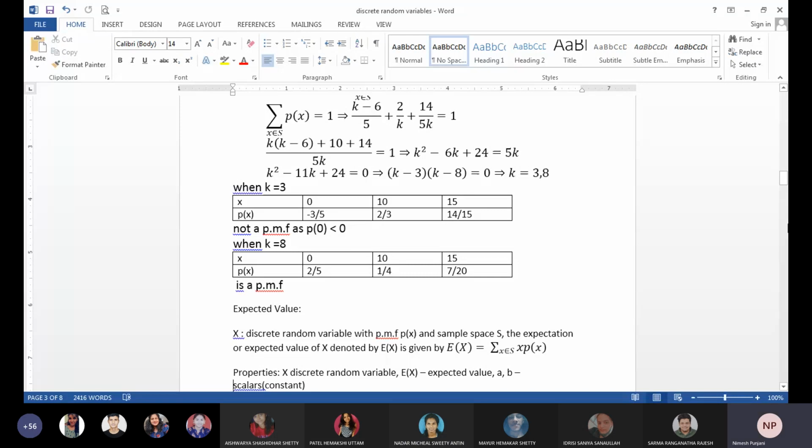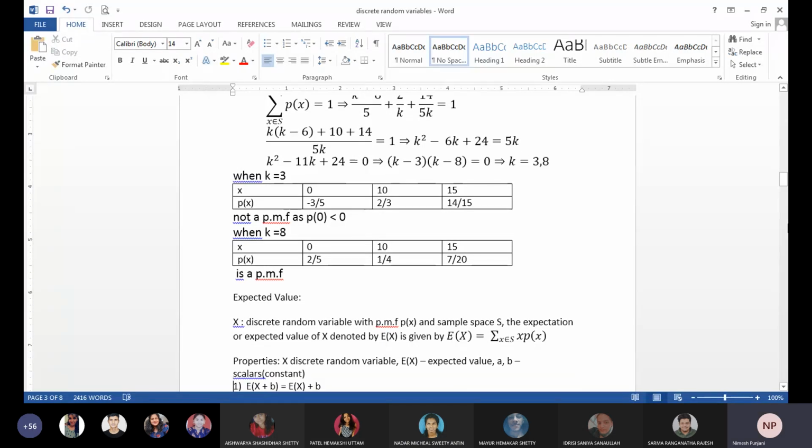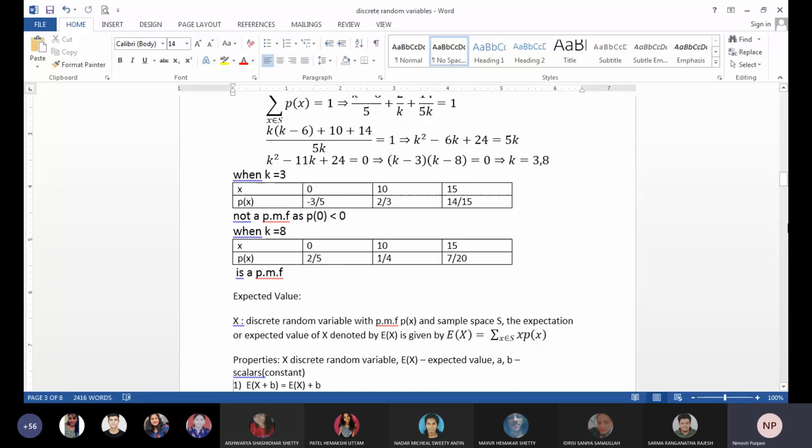Yes, sir. Okay. Next is the expected value. Expected value is like your arithmetic mean. See, we had discussed arithmetic mean, right? Average, that is what is basically known as your arithmetic mean. Then have you heard about weighted average? Have you heard about weighted average? Oh, you haven't heard.